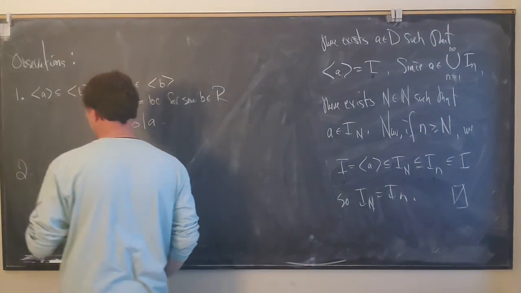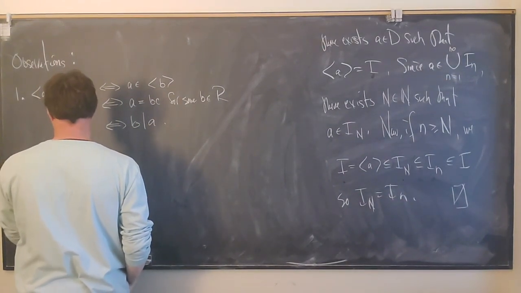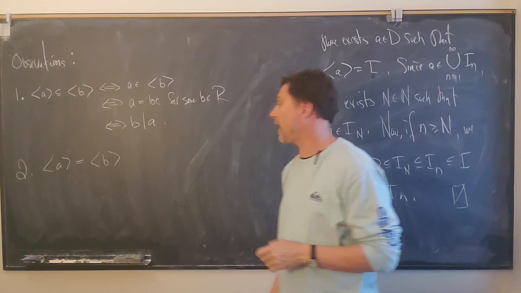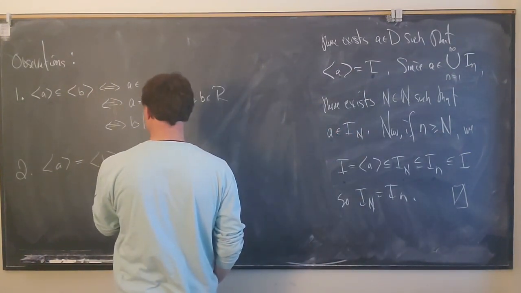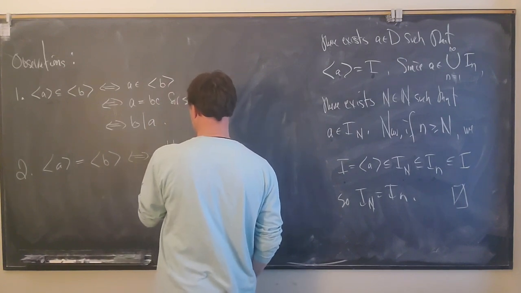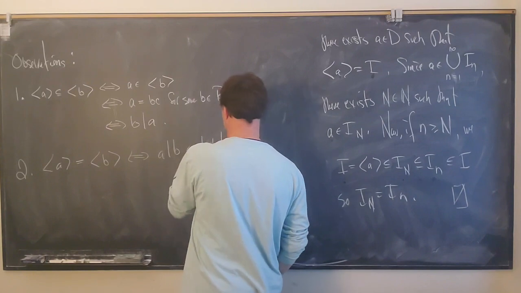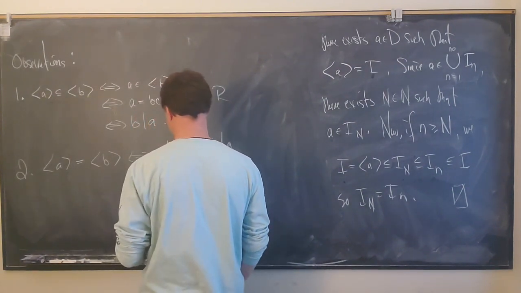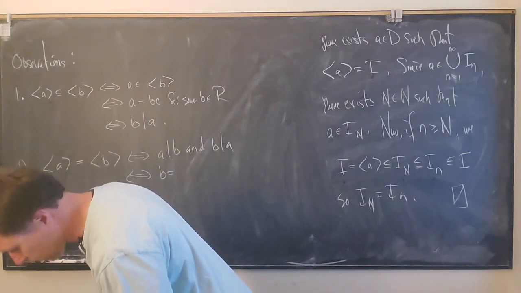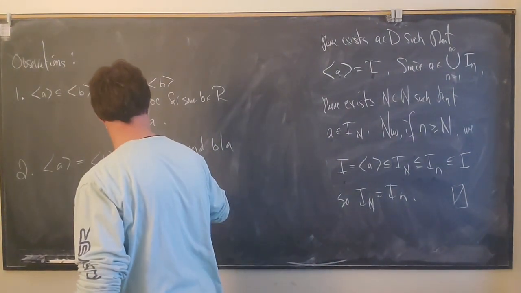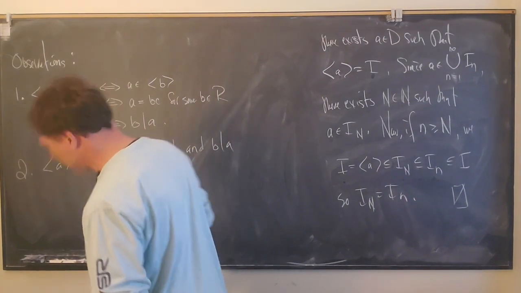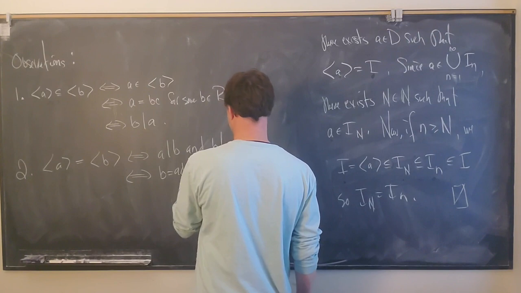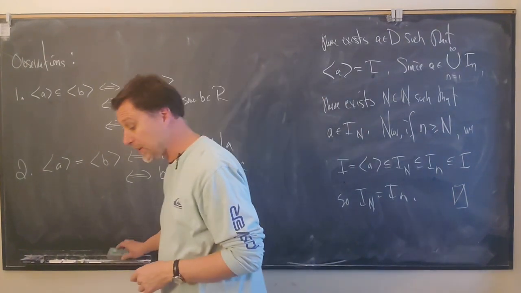So the second observation is, what does it mean for two ideals to be equal to each other? So the ideal generated by A equal to the ideal generated by B. This is true if and only if both A divides B and B divides A. Which is true if and only if B equals AD and A equals BC, right, for some choices of C and D.